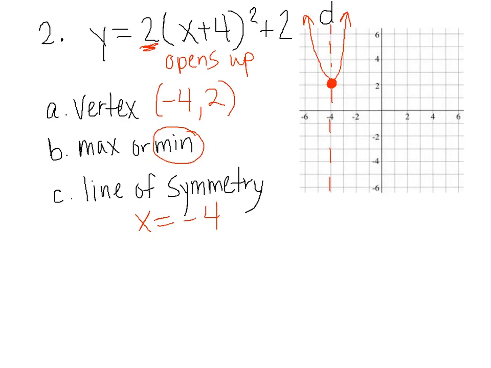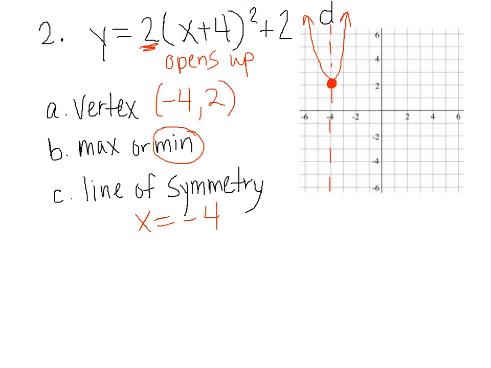Okay, and hopefully this is close to the picture that you got when you graphed it over here. Notice that I've got my line of symmetry right here. And then you also see that I have my vertex here, and then my quadratic is opening up, and so I did that there.